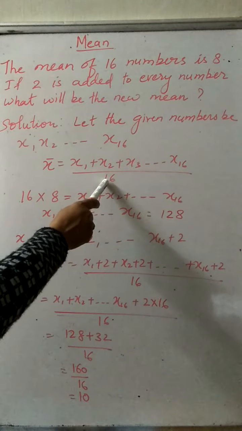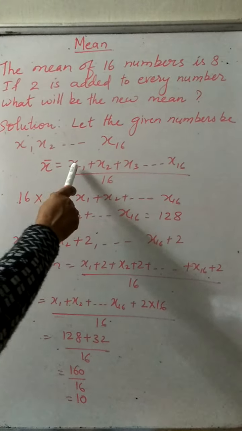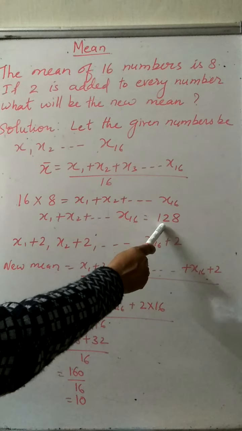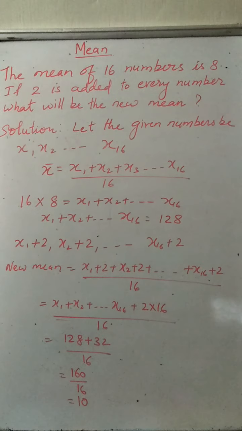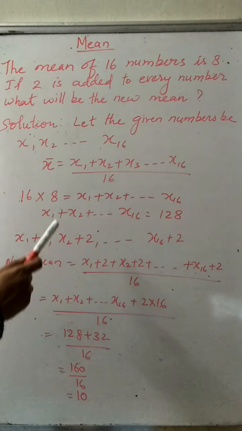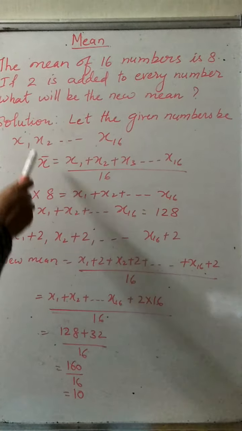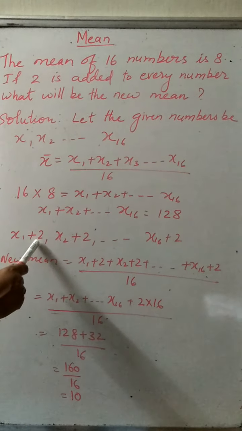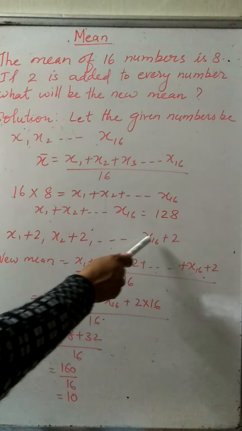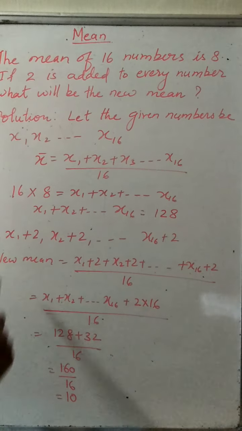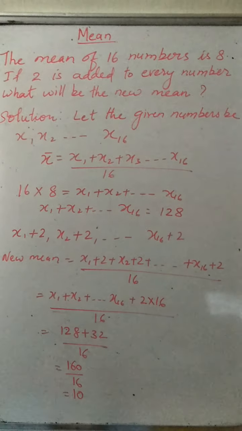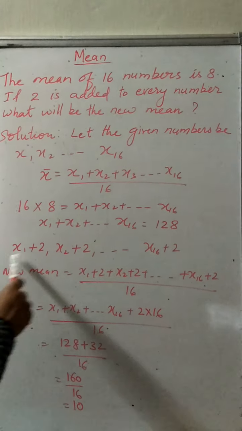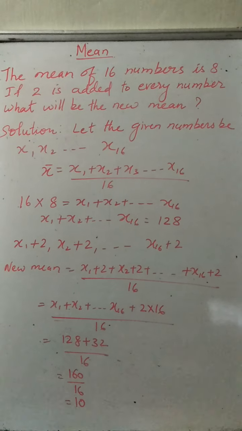Now in the next step, 16 will multiply with the mean to get the sum of all observations. So the sum of all observations is 128 now. Now the question is, if every observation is increased by 2. So in all these observations, I am adding 2. So x1 plus 2, x2 plus 2 and x16 plus 2. These are the new observations. We have to calculate the mean now. So mean is the sum of all observations divided by the number of observations.